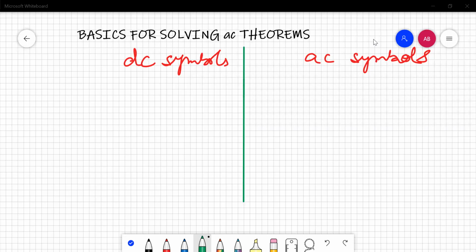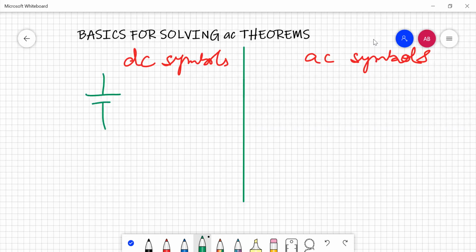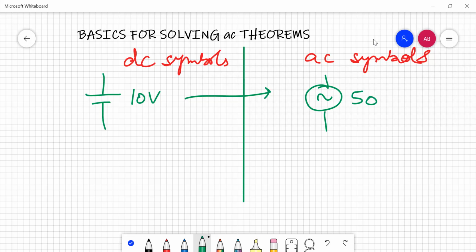So the basic difference between the DC symbols and the AC symbols is, you all have noticed that for the voltage source in our DC we use it like this, and it is normally given like 10 volts. The same thing when we use an AC is given by this sinusoidal wave sign, and we write the value of the voltage like this, where this stands for the angle and this is the magnitude of the voltage source.